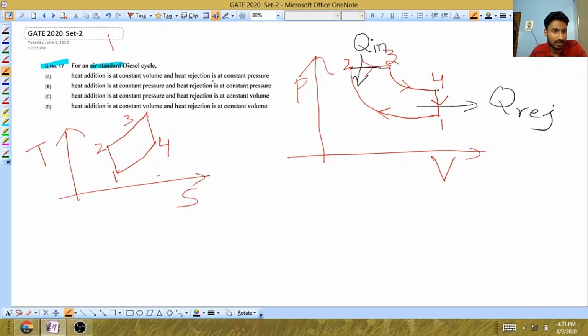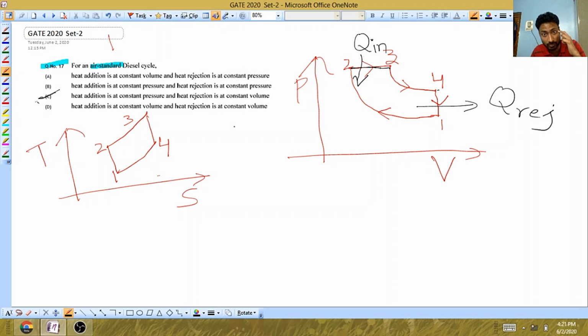So they are saying to check the options. If you see option 1, heat addition is at constant volume. No. Heat addition is at constant pressure. Yes, but heat rejection is at constant pressure. No. Heat addition is at constant pressure and heat rejection is at constant volume. Yes, correct. As you can see in the figure, this option seems correct.